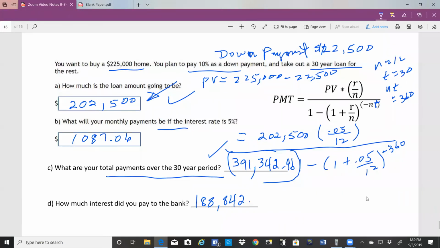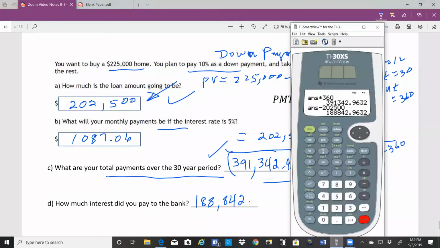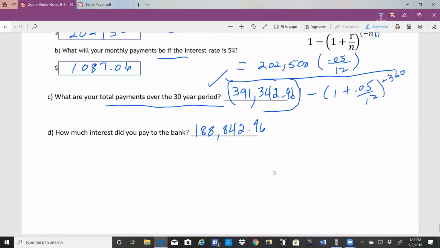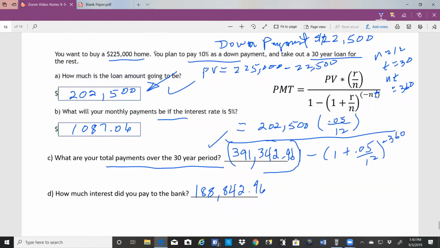And how many cents? 96 cents. So you paid almost $200,000 in interest over 30 years. Now, that is basically the problems we're going to be working. I wonder if anybody has any questions about anything.